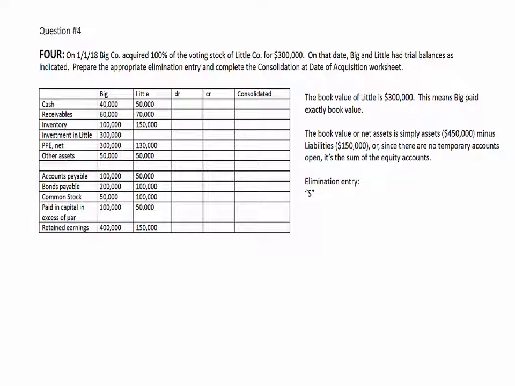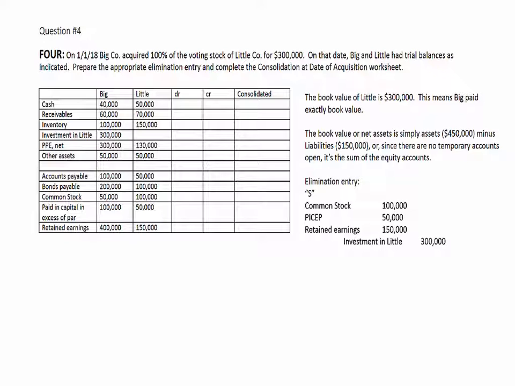In any event, our elimination entry, S, for start, we're going to go ahead and eliminate the subsidiary's beginning of year owner's equity accounts: common stock, paid-in capital in excess of par, and retained earnings. Those are all equity accounts with credit balances, so to eliminate them we will debit those accounts. And we credit the investment in Little for that $300,000. Debits equals credits, obviously. Once we do this, then the remainder of the process is simply mechanical.